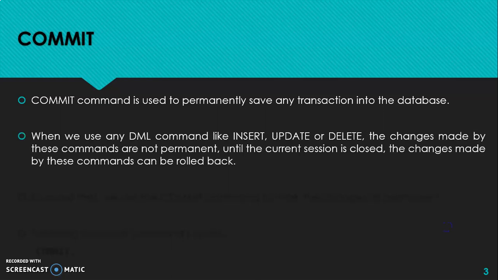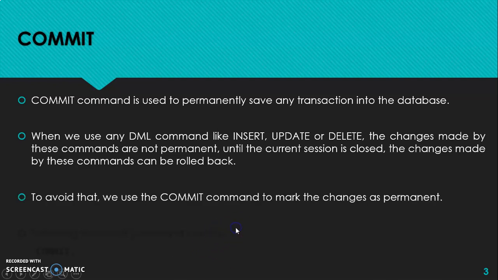When we use any DML command like insert, update or delete, the changes made by this command are not permanent until the current session is closed. The changes made by this command can be rolled back. That is, we can go back to the previous state that was before the application of this DML command. To avoid that, we can use the commit command to mark the changes as permanent. So once you commit at a particular moment, any transaction that has occurred before the commit will be saved permanently.